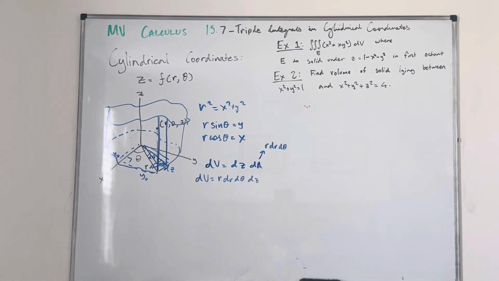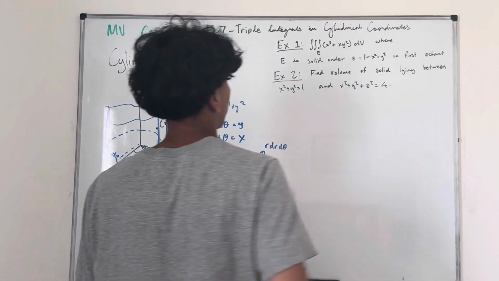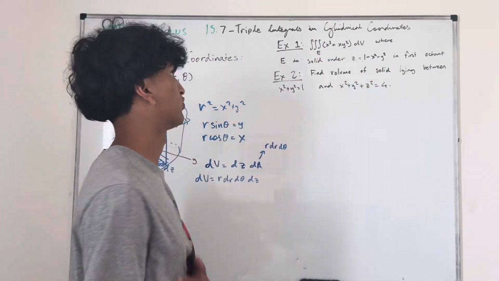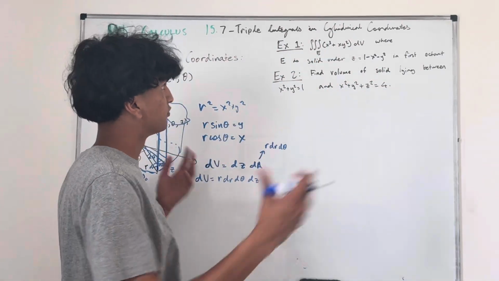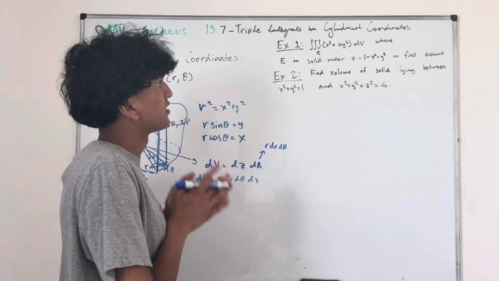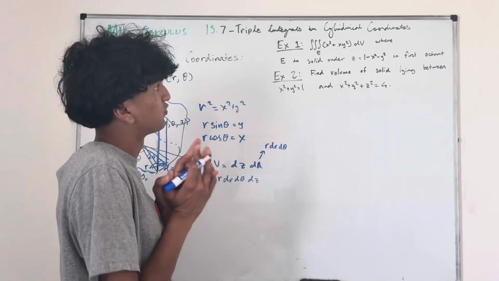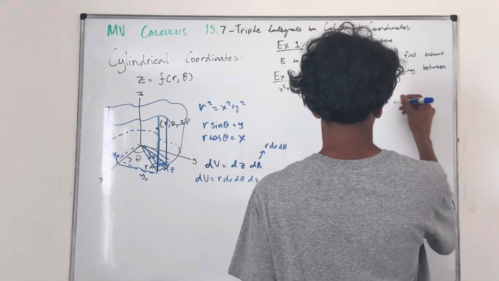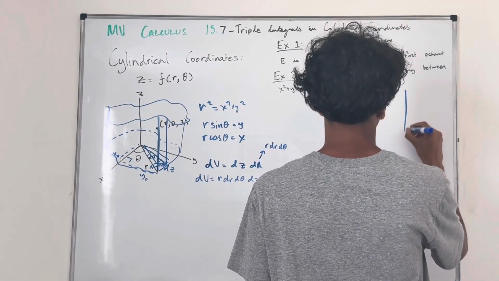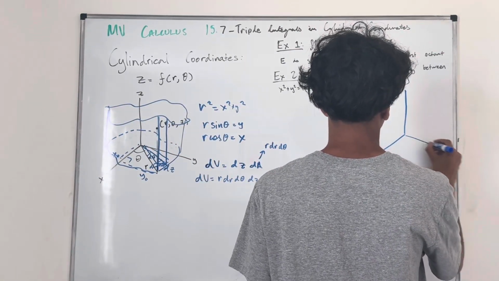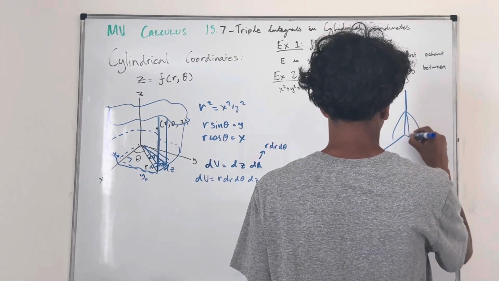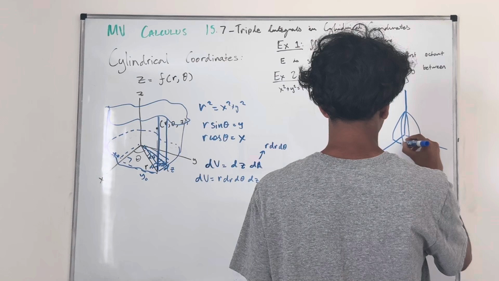So for example 1, we're evaluating the triple integral of this function x cubed plus xy squared dV, where E, the region that we're integrating on, is a solid underneath z equals 1 minus x squared minus y squared in the first octant. So if we first draw this out, let's draw out kind of the paraboloid, right?